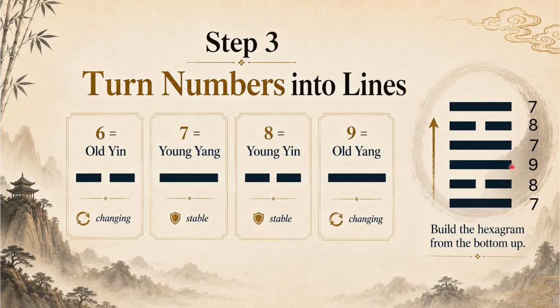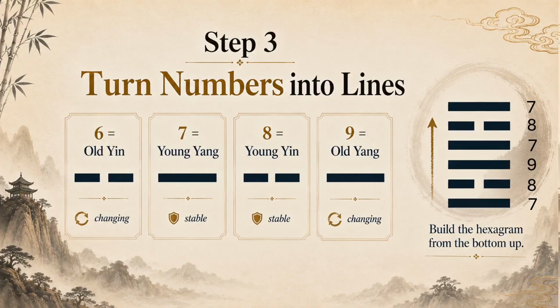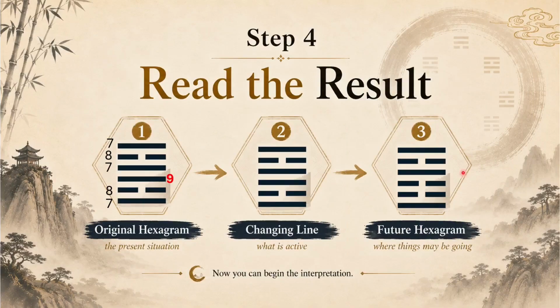So now we have the original hexagram. If there are no changing lines, that means no 6 or 9s, then we mainly read the judgment and image of this hexagram itself. But here we have 1 9, and 9 means changing yang. So to get the future hexagram, we need to change that yang line into a yin line.